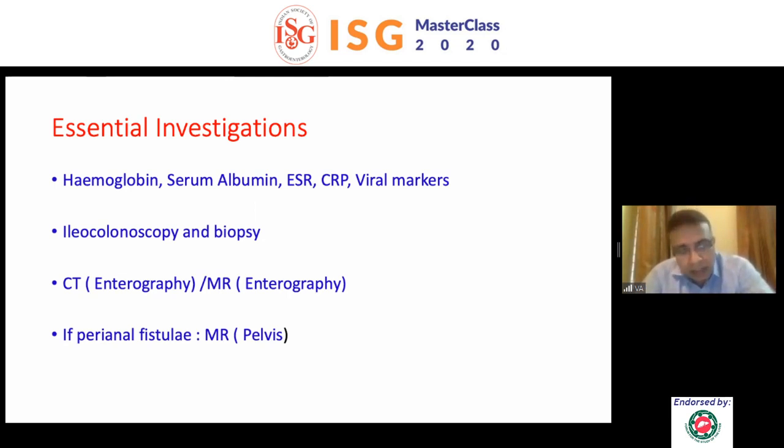Whether the patient has small intestinal symptoms or no small intestinal symptoms, you would like to do a cross-sectional imaging, and that has to be in the form of either CT enterography or MR enterography. That would depend. Generally, MR is preferred because the risk of radiation is much less, and such patients require repeated evaluations, it's a chronic relentless disease. If perianal fistula is there, then you may do an MR pelvis.